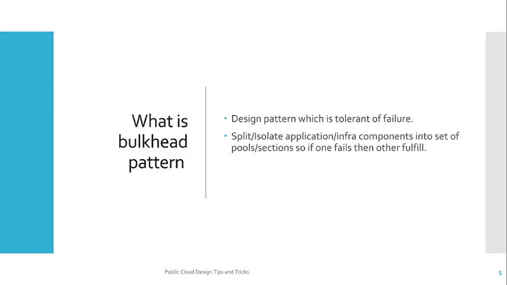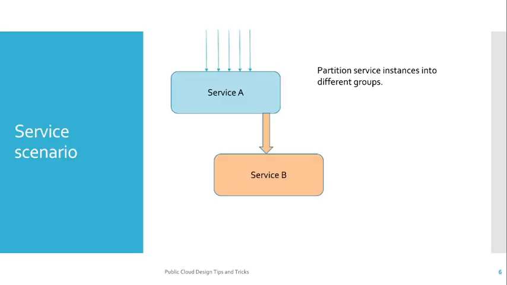So what is the bulkhead pattern? As per our definition, it is a design pattern which is tolerant of failures. That means when you have multiple failures, it will help you to tolerate them. It will help you to split or isolate an application or its components into sets of pools or sections. So if one fails, then the others fulfill the need. That is the aim of the bulkhead pattern.